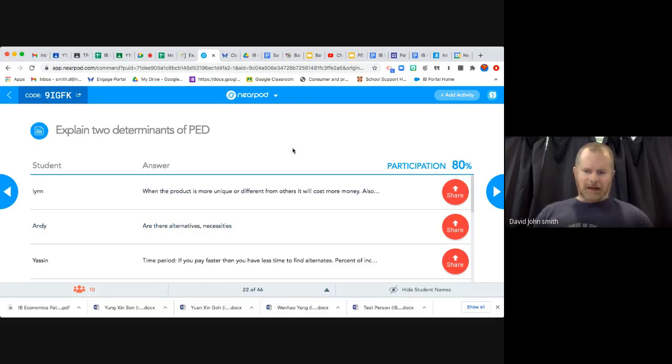Right, we were talking about PED, price elasticity of demand, and we were discussing the determinants of PED. So what was it that caused the actual PED itself? What was it that caused it to be as elastic or inelastic as we have found it to be through the calculation?